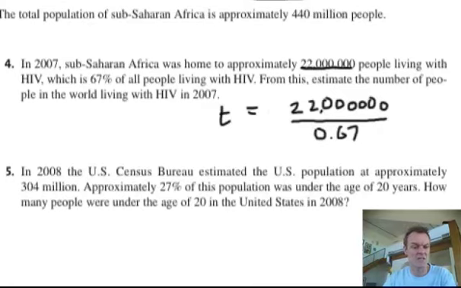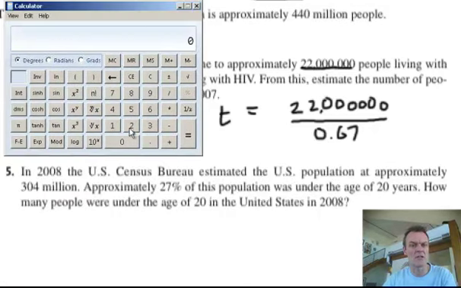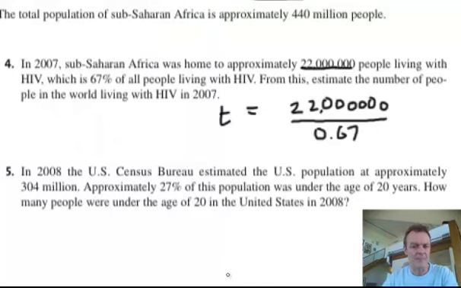And if I stick that in my calculator, I should get 22,123,123 divided by 0.67 equals about 33 million. About 33 million people in the world have AIDS. It's just that 67% of those live in Africa. Okay, so how about this one?